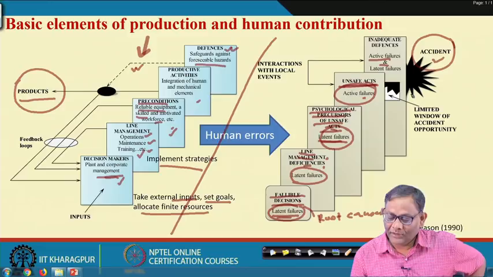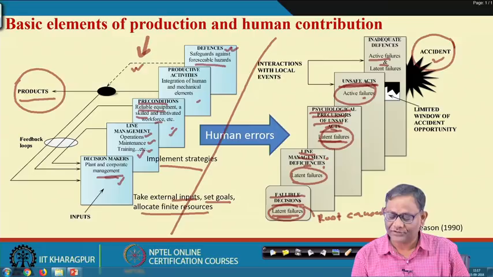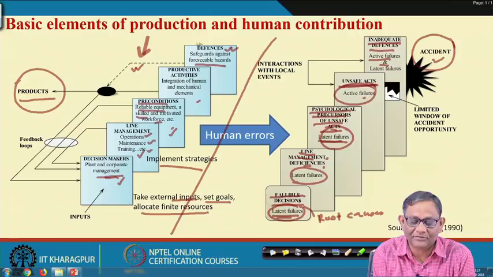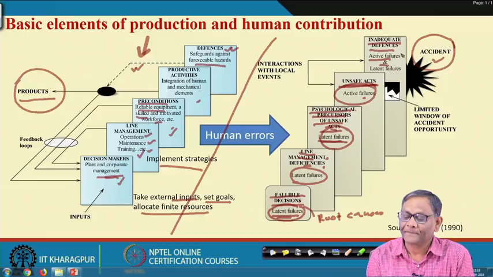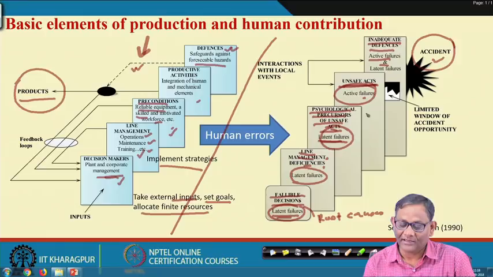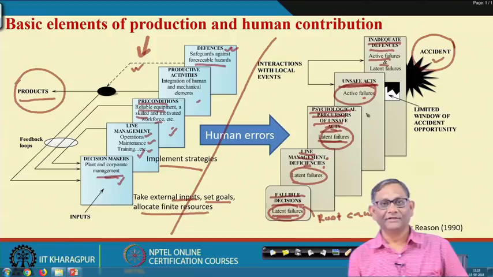Now, unsafe acts and accidents take place because of inadequate defenses. Active failures and latent failures are the result of inadequate defenses, whereas here we should be talking about proper defense. Inadequate defense for these latent failures as well as active failures. So a fallible decision should not have been taken. Line management should not create a situation where overpressure or job stress is created. If it is created, then you must know that there is a failure of the defenses or barriers, whichever way you want to say it.